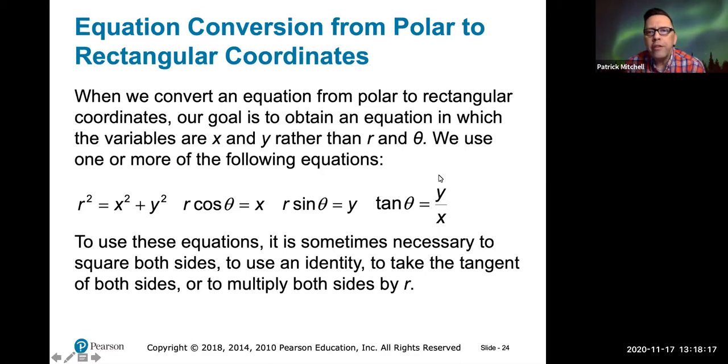When we convert an equation from polar to rectangular coordinates, our goal is to obtain an equation in which the variables are x and y rather than r and theta. So we're going to use one or more of the equations that we talked about earlier. r squared equals x squared plus y squared. r cosine theta equals x. r sine theta equals y. And tangent theta equals y over x. To use these equations, it is sometimes necessary to square both sides, to use an identity, to take the tangent of both sides, or to multiply both sides by r. So just like with anything else, you get better at this with practice. You start learning what the tricks are.